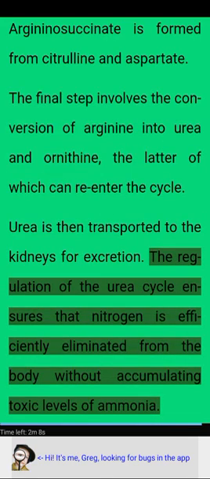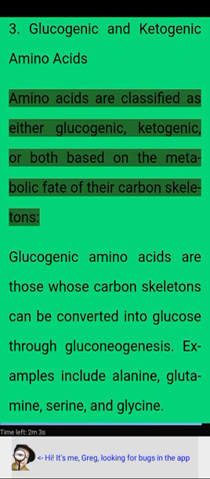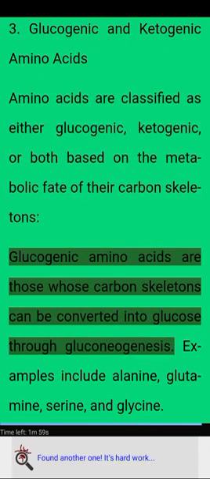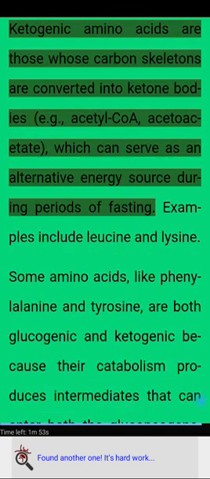The regulation of the urea cycle ensures that nitrogen is efficiently eliminated from the body without accumulating toxic levels of ammonia. 3. Glucogenic and ketogenic amino acids. Amino acids are classified as either glucogenic, ketogenic, or both based on the metabolic fate of their carbon skeletons. Glucogenic amino acids are those whose carbon skeletons can be converted into glucose through gluconeogenesis. Examples include alanine, glutamine, serine, and glycine.